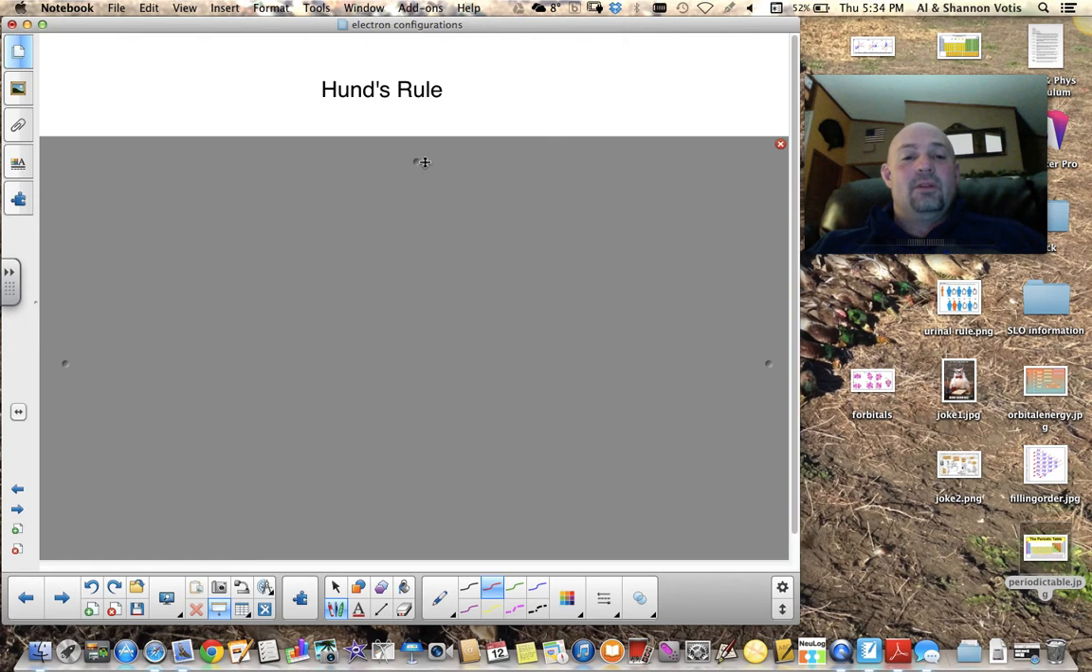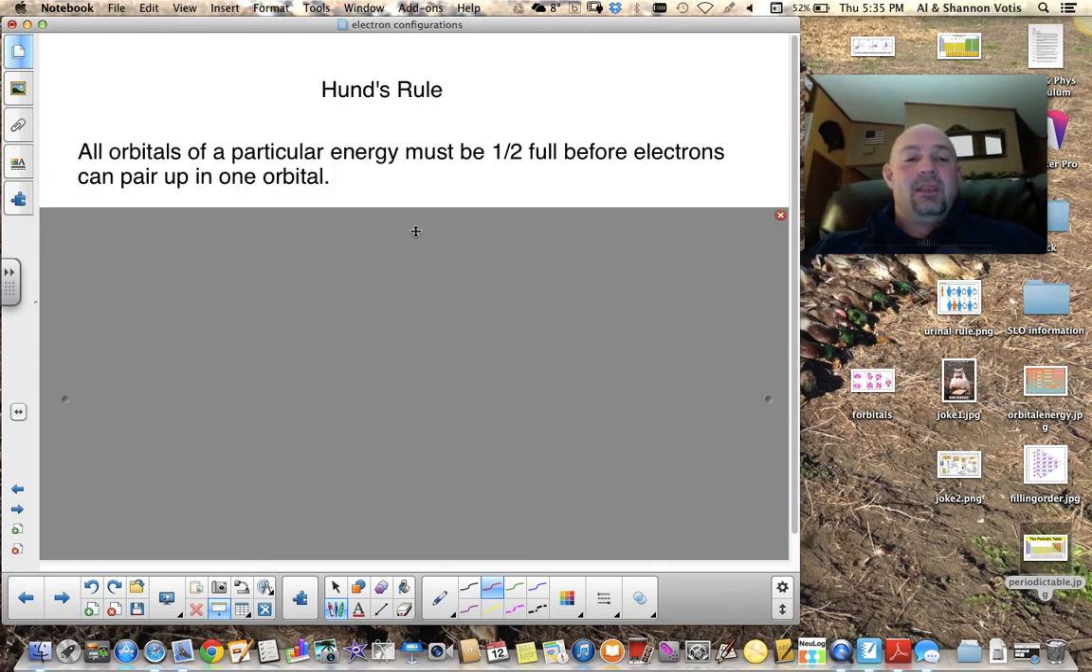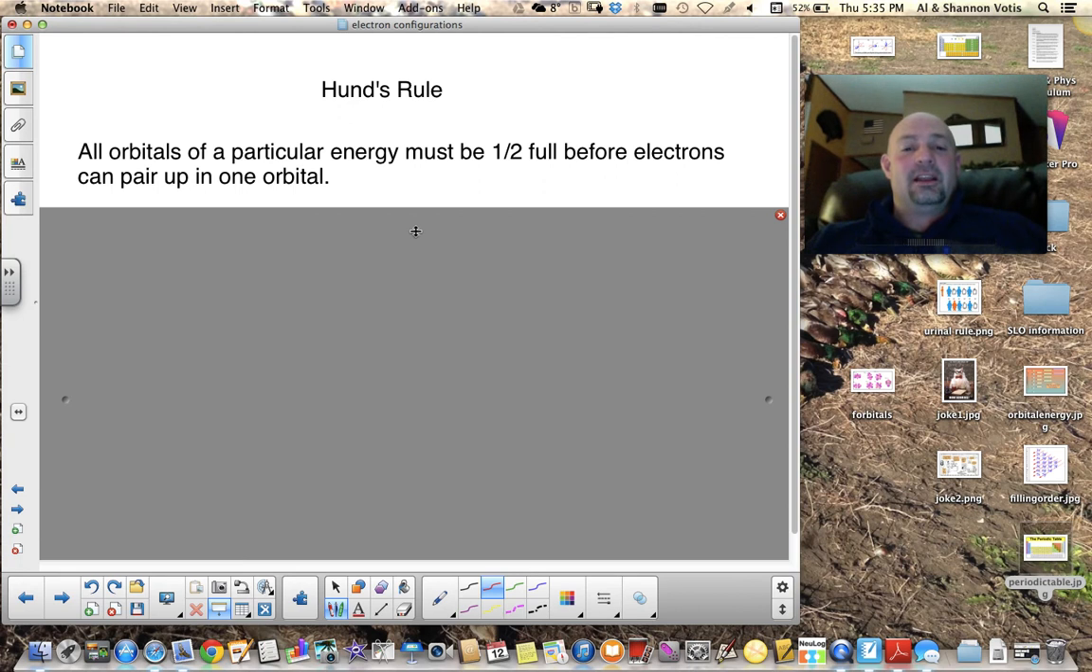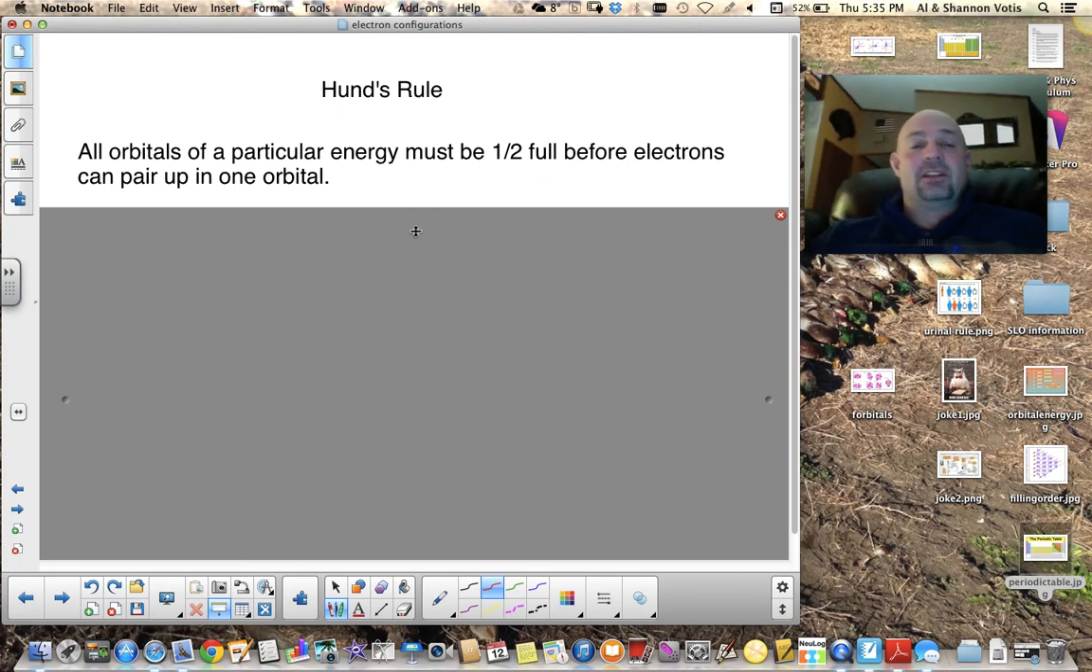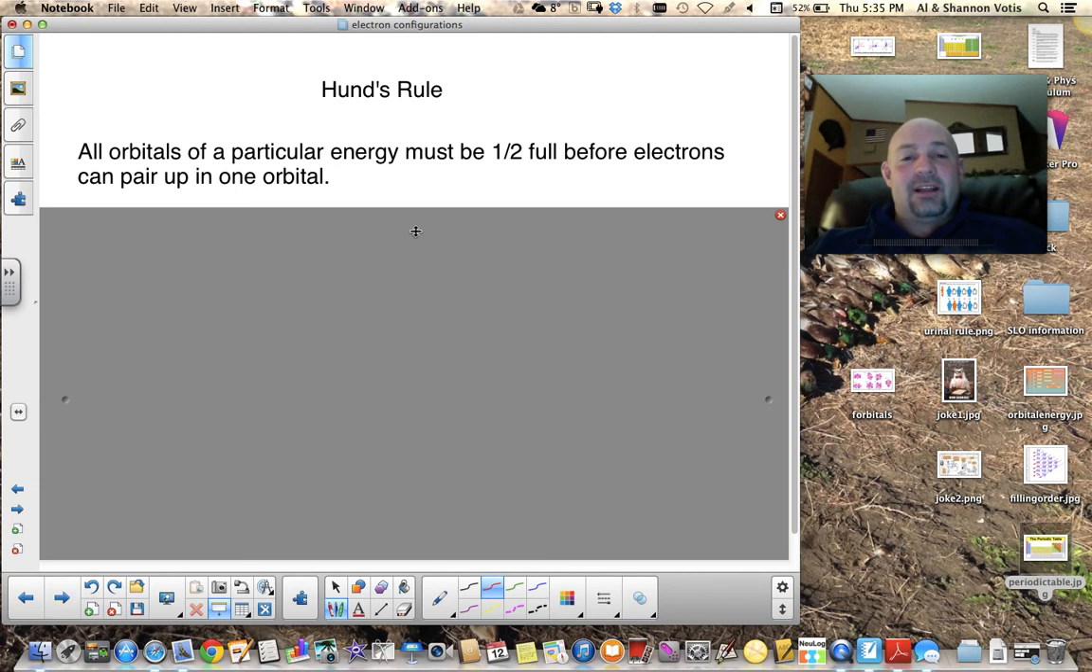Our second rule is called Hund's rule. Hund's rule is telling us something specifically not about all the orbitals and energy levels overall, but about each separate orbital itself, an s, a p, a d, and an f orbital. Before we can pair electrons up, because each orbital can hold 2 electrons, before I can put 2 electrons in the px, in the py, in the pz, I have to have 1 electron in each of those orbitals. I have to have 1 in the px, 1 in the py, 1 in the pz. Then I can go back and pair them up.